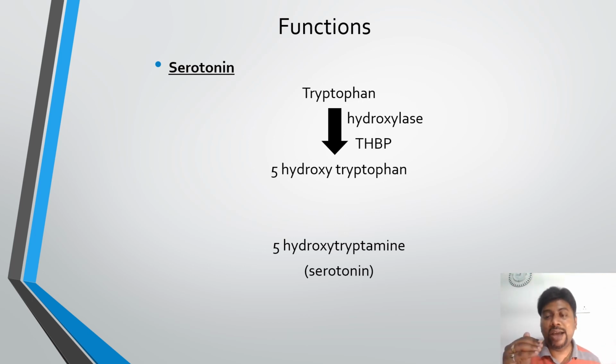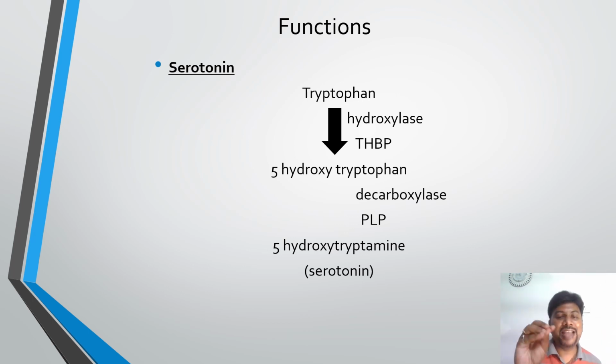Next, in the subsequent step, this 5-hydroxytryptophan will be converted to 5-hydroxytryptamine. That means an amino acid should be converted to its amine. How can it be done? Amino acid to amine, so what you should do? You should remove the acid group, that means decarboxylation should happen. This decarboxylation is done by an enzyme called decarboxylase, which needs PLP or vitamin B6 as a coenzyme. When this decarboxylase acts on 5-hydroxytryptophan, the acid group will be removed and it will be converted to its corresponding amine, which is called 5-hydroxytryptamine or otherwise called serotonin.